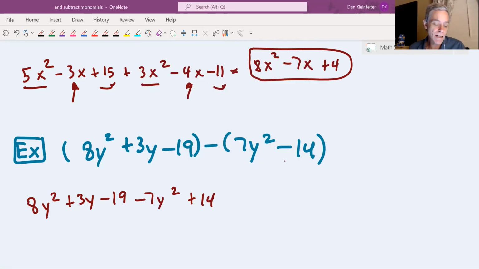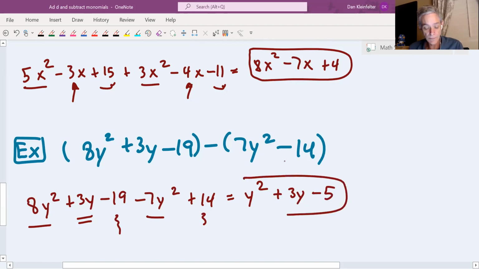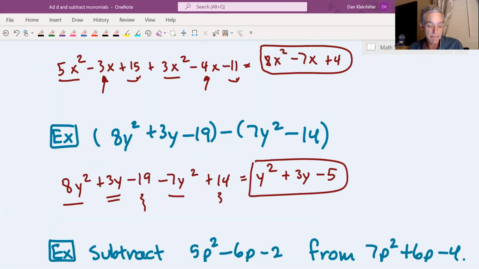Okay, so now we're ready to combine our y squareds first. We have 8y squared minus 7y squared, which will be 1y squared. And then y's, there will be just 3y, I guess. And then numbers, we have negative 19 and 14. That's negative 5. Okay, and that's basically it.